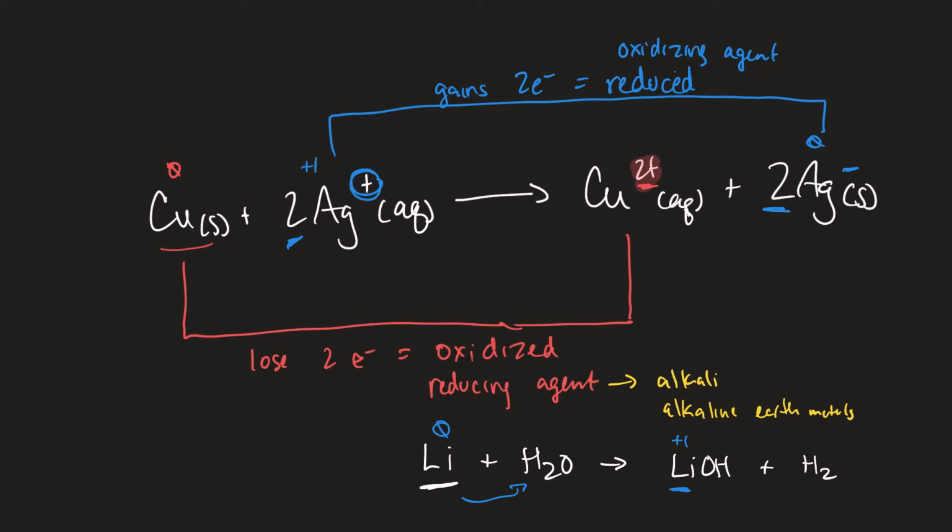So very, very powerful reducing agents are the alkaline earth metals. As for oxidizing agents, you have very reactive nonmetals, like your halides. They're very, very powerful oxidizing agents. They're really good at taking electrons away from stuff, so that they themselves will be reduced. And that's just because they have very, very high electron affinities.